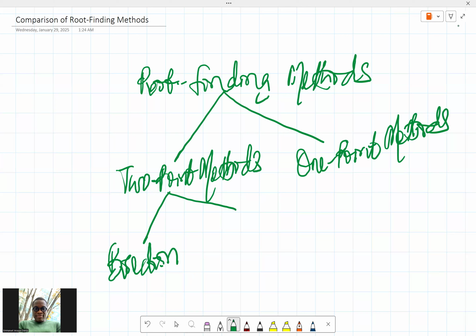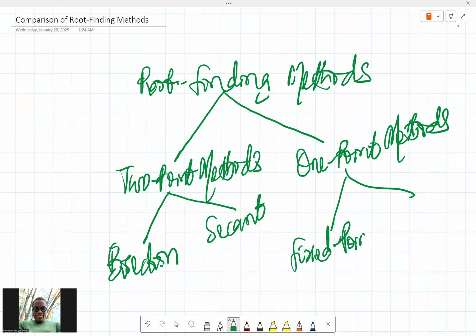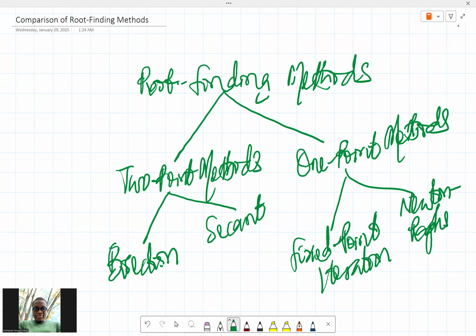The 2-point methods are bisection and secant. Bisection requires an interval, and the idea is you keep halving the interval until you find the root you're looking for. The secant method uses two initial guesses, talking about a secant line touching the function at 2 points. For the 1-point methods, we have the fixed point iteration method and the Newton-Raphson method.